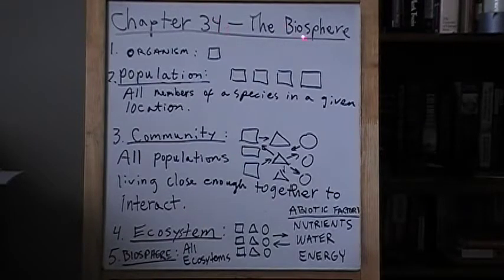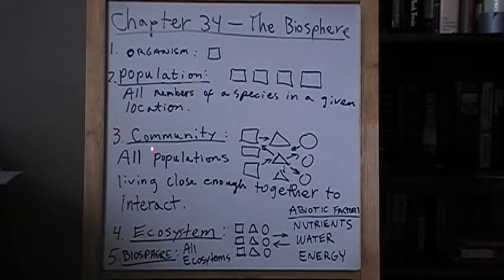Chapter 34 is about the biosphere, and the biosphere is all of the ecosystems, and so there's about 5 terms that are important first of all, and the first one is organism, so we know what that is. That's an individual. And then the second one is population. So population is all the members of a species in a given location.